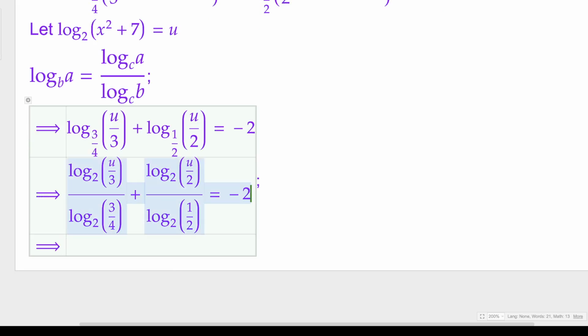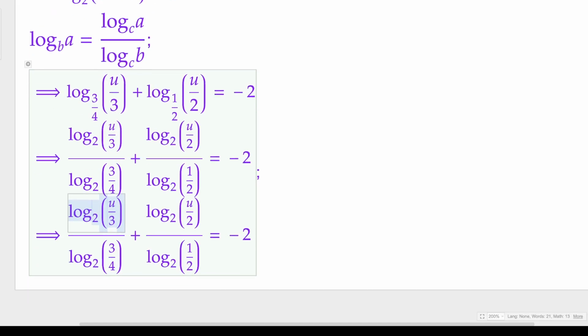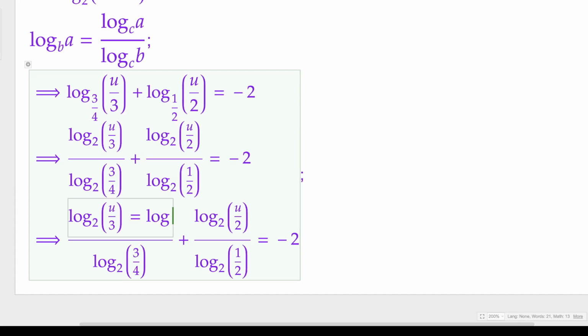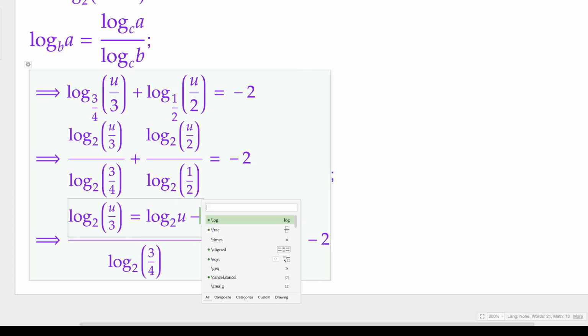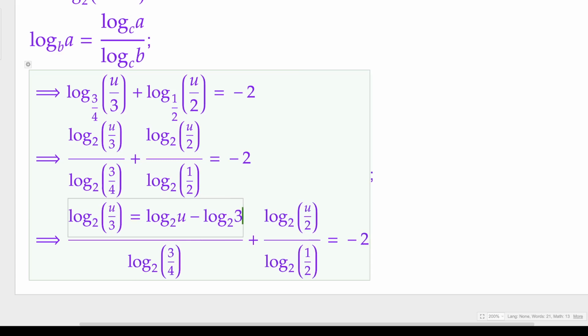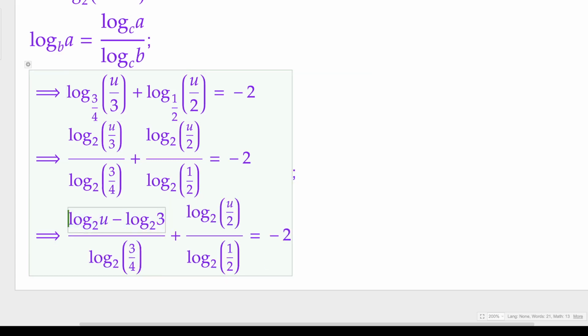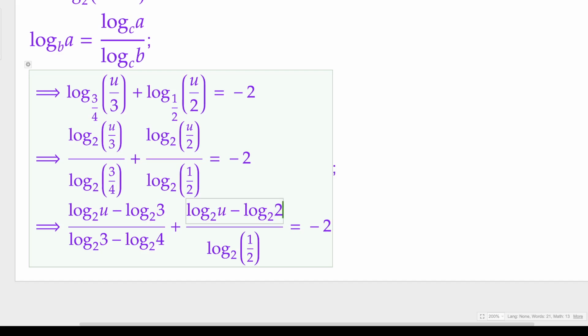Now if you observe this, from this one I'll convert this division into subtraction, right? So this one can be written equal to log base 2 of argument u, and here log base 2, and here it will be 3. The same thing I can do for the denominator as well, right? So this one will be log base 3, and here this will be log base 4. I'm doing it for this denominator. Similarly I can do the same thing here as well, that is log of argument u base 2, and here it will be 2 here, right?